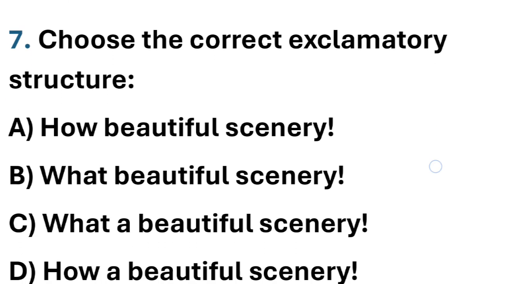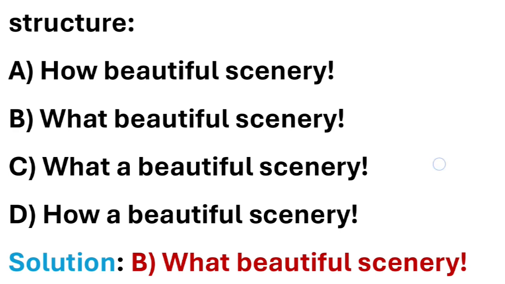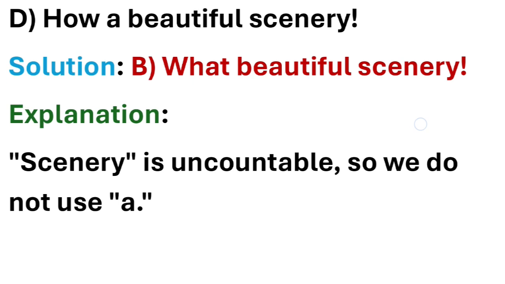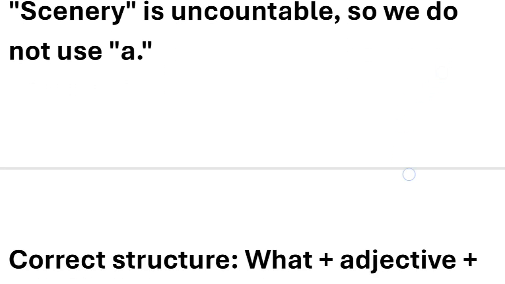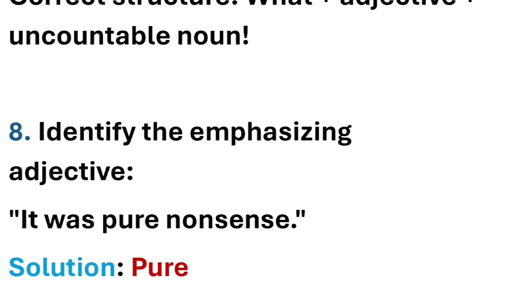Question 7 says, choose the correct exclamatory structure. We have 4 options on the screen. The solution will be option number B, what beautiful scenery. You have to remember, you don't have to use a with it. What a beautiful scenery. No, that will be wrong. So option C won't be the answer. Answer will be B, what beautiful scenery. Why this will be the answer? Because scenery is uncountable. We can't count it. So we do not use a with it. So correct structure will be what plus adjective followed by uncountable noun.